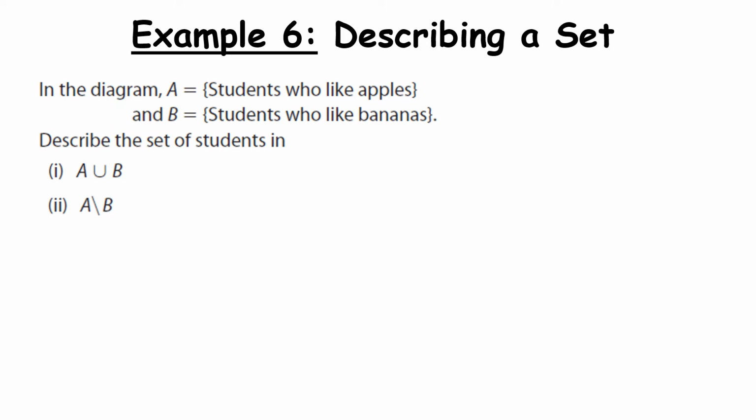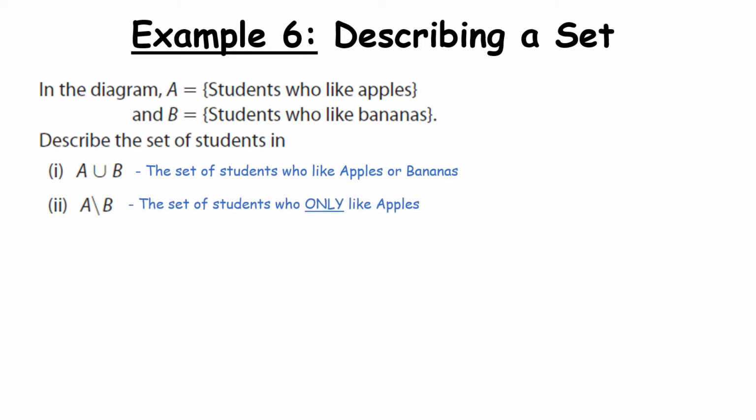Example 6, describing a set. So in the diagram, A is equal to students who like apples and B are students who like bananas. Describe the set of students that is A union B. So that means students who like apples or like bananas. A less B is the set of students who like apples but don't like bananas, or an easier way to say this are the set of students who only like apples.